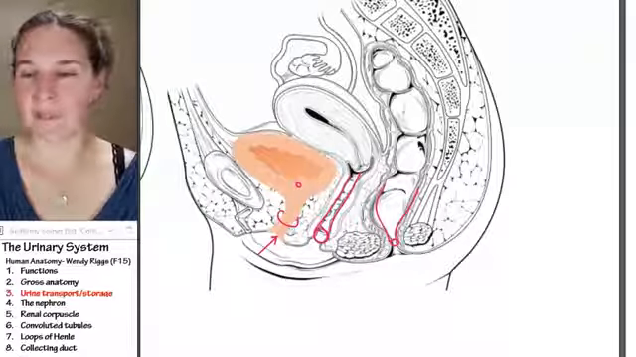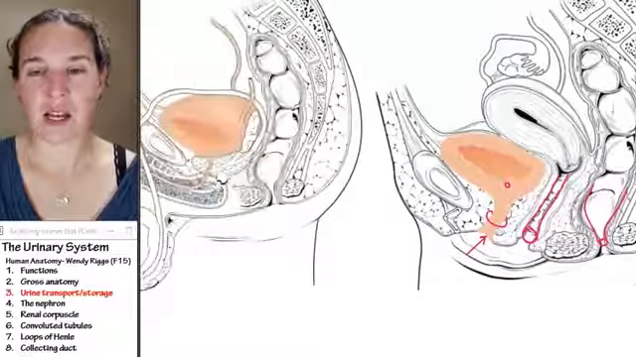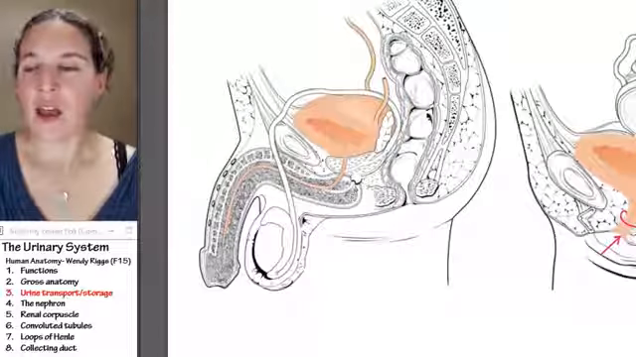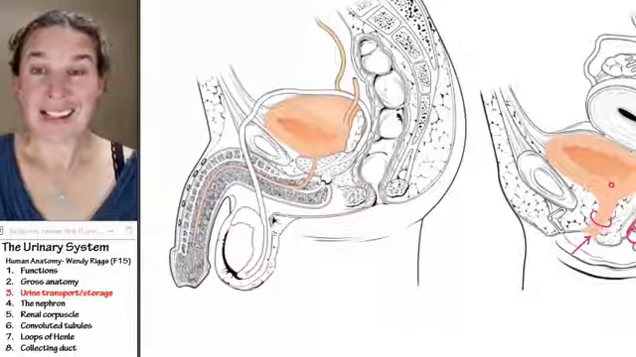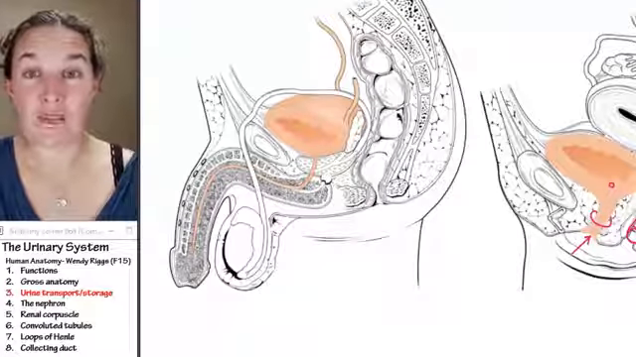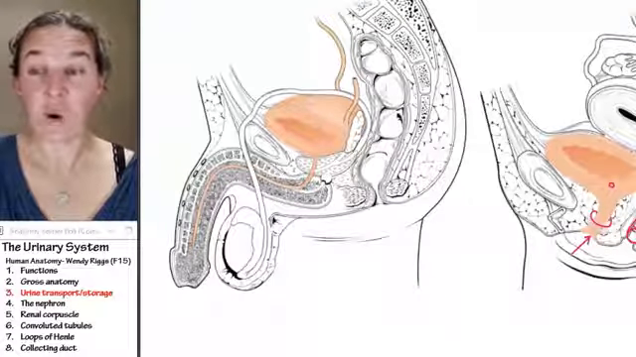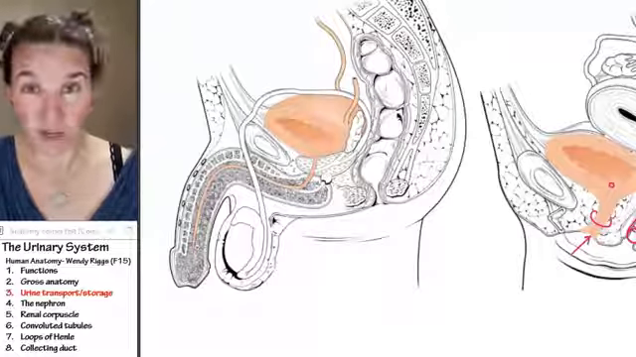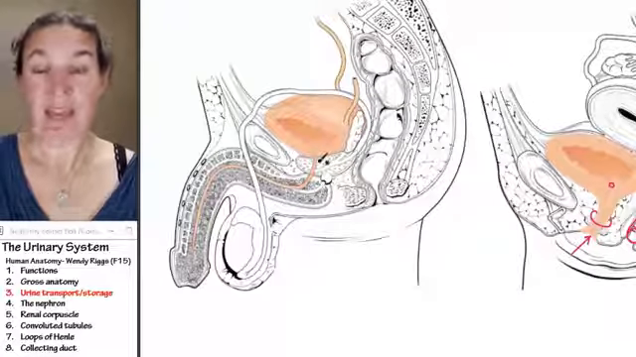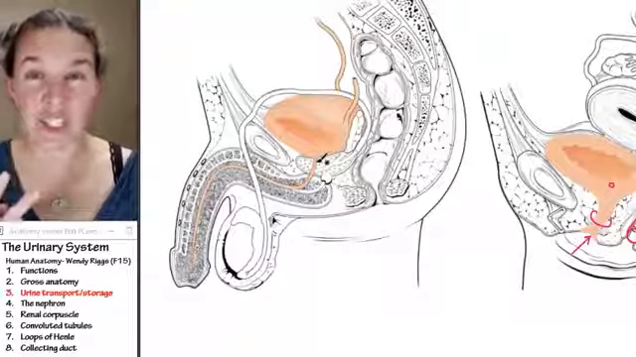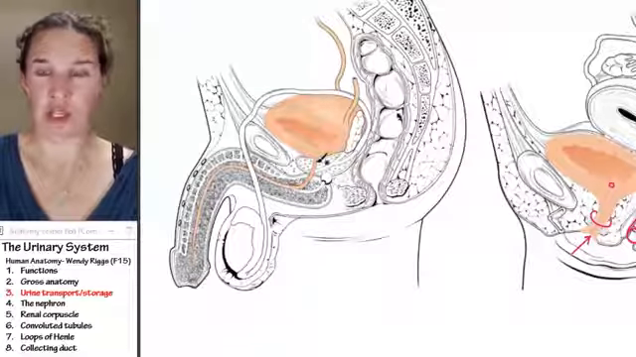We're done. Fellas, not so fast. The urethra actually has 3 parts in the fellas because, holy crud, it's a lot longer. The urethra in the fellas has 2 functions. It functions in urine excretion.